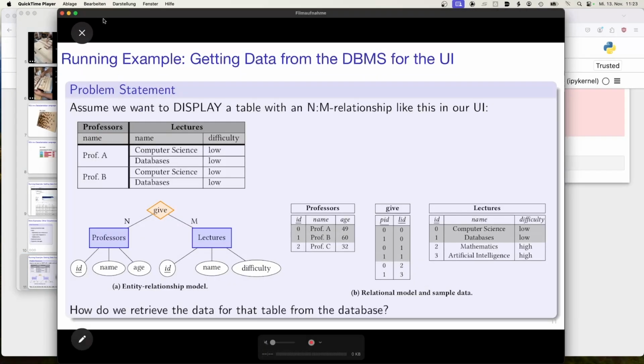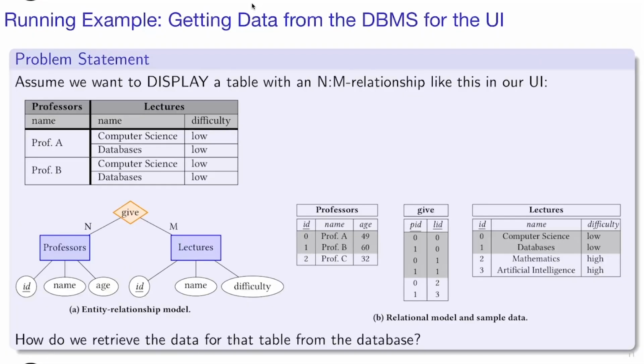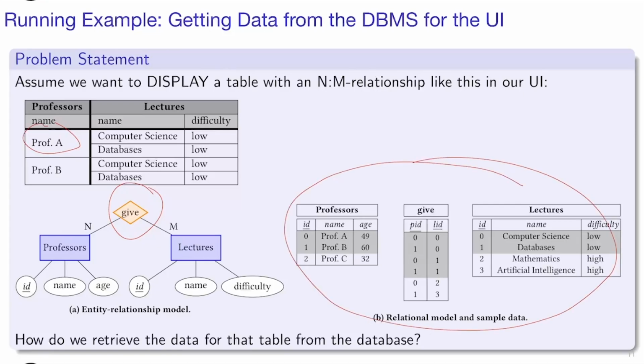Here we go. So we have professors and lectures. They're connected through an end-to-end relationship, so professors give lectures. And what I actually want to display is something like that. It's something already hierarchical. So Professor A gives lectures computer science and gives the lectures database systems. And this is the relational model and the sample data we basically have in our database.